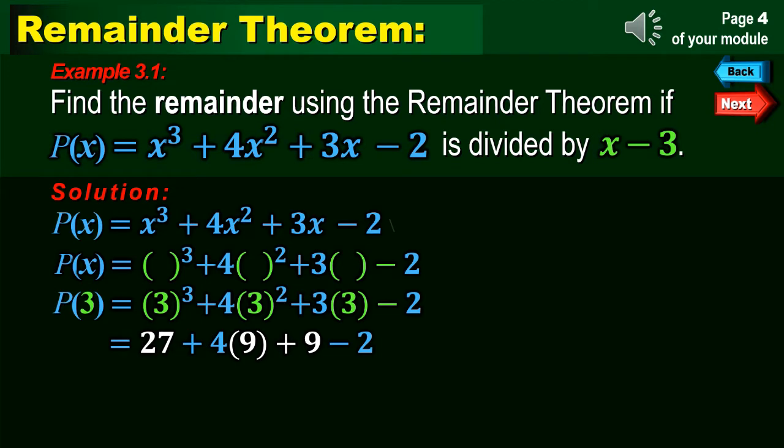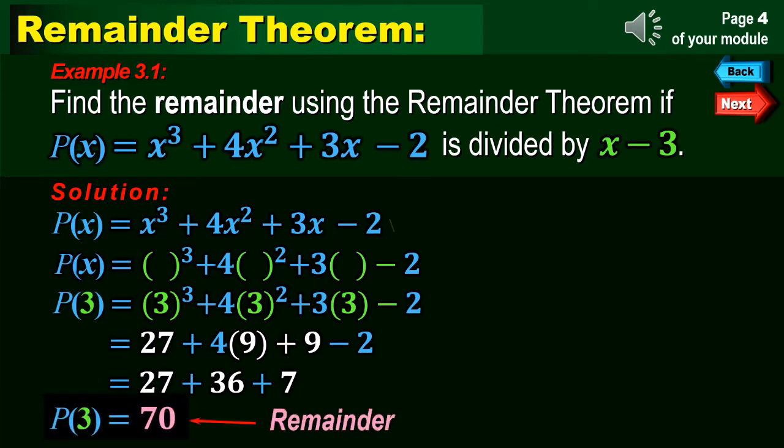Next, when we say 3 cubed, it is 27. And then 3 squared is equal to 9. And then 3 times 3 is 9 minus 2. Then simplify. Bring down 27. 4 times 9 is 36. And then 9 minus 2 is 7. When you add them, 27 plus 36 plus 7 is equal to 70. Therefore, our P of 3 is equal to 70, or the remainder is 70.